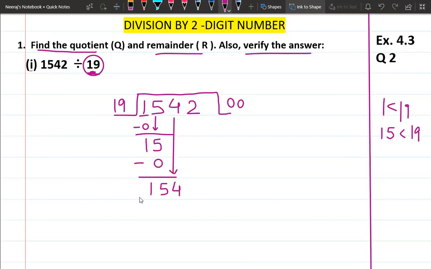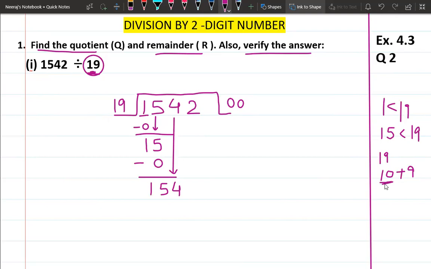Now it's a three-digit number, and now it's a bigger number. Can we divide 154 by 19? Yes, because 154 is bigger than 19. So let's divide 154 by 19. Children, let me tell you, you know that firstly you multiply by 2, then you check by 3, then 4, then 5. No, you just take 19 and remove 10. So you write 10 plus 9. We can write 19 as 10 plus 9.